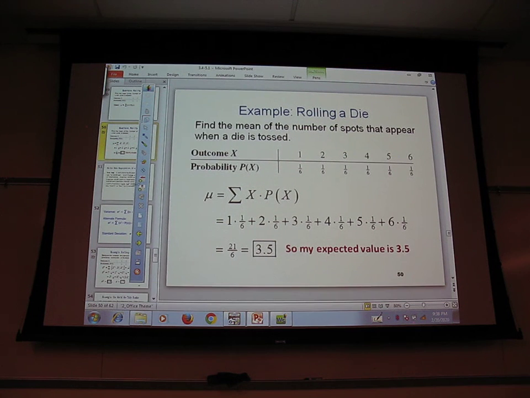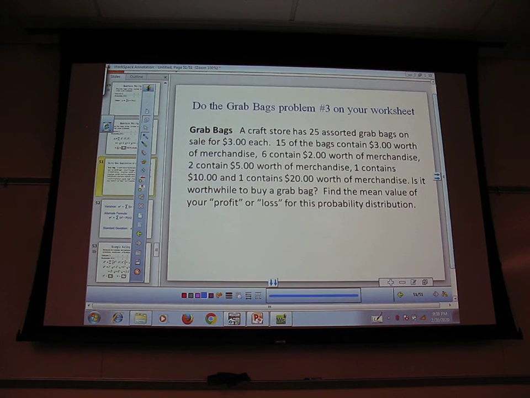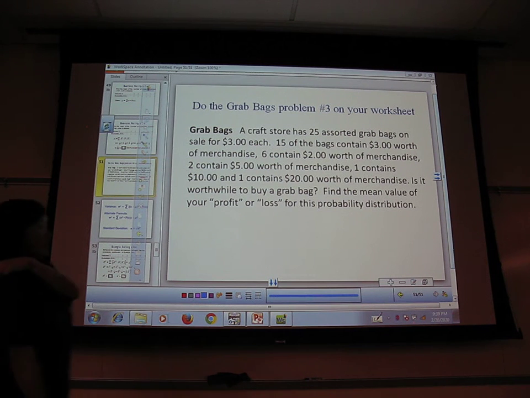You guys need to do this problem on your worksheet. It's the last thing we're doing before we leave. Let's get a reader for it. How about, Sarah, go ahead, read. Grab bags. A craft store has 25 assorted grab bags on sale for $3 each. 15 of the bags contain $3 worth of merchandise. 6 contain $2 worth of merchandise. 2 contain $5 worth of merchandise, 1 contains $10, and 1 contains $20 worth of merchandise. Is it worthwhile to grab a grab bag? Find the mean value of your profit or loss for this probability distribution.